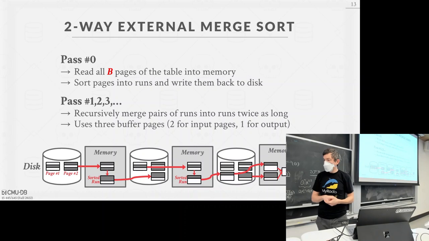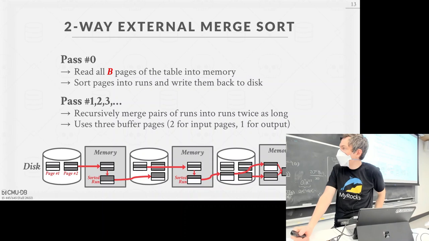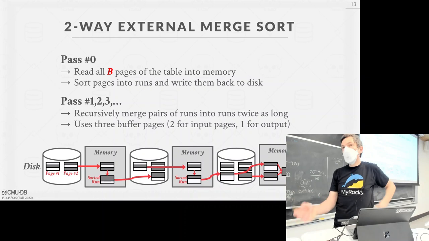Yes? Wait, sorry. I'm a bit confused by the last memory diagram, because you have three buffers, three blocks. But don't you only have two buffers? Isn't that why it's called 2A? No, the 2 in 2A means I'm going to merge two sorted runs together at the same time.